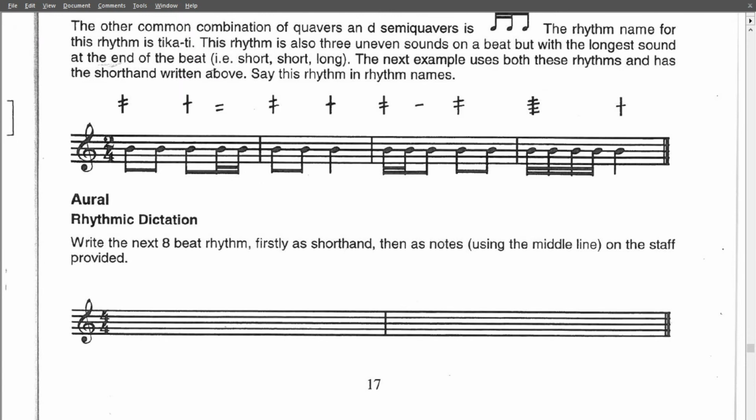So, here is the rhythmic dictation, first playing. 1, 2, 3, 4.